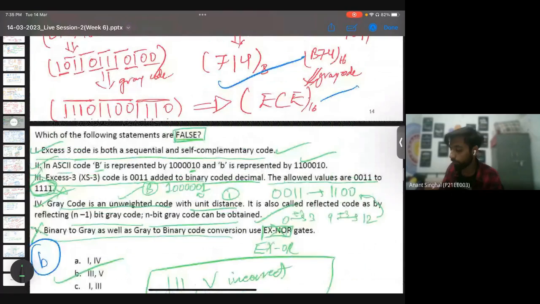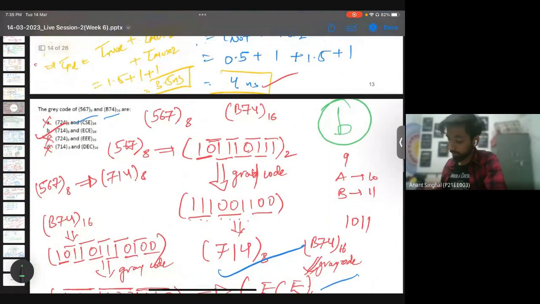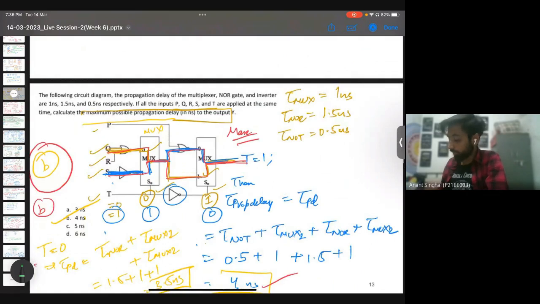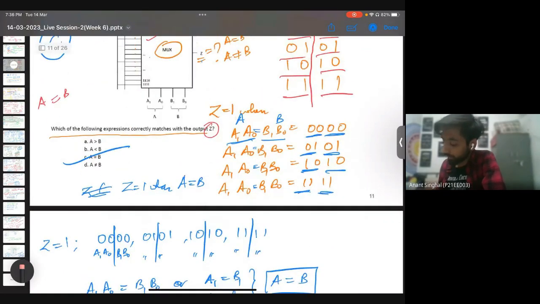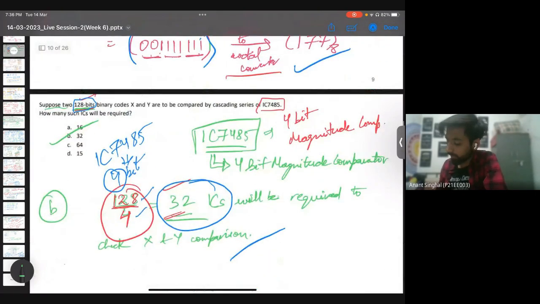Then this was a statement based question. This was a gray code question which requires a conversion. This was an assignment 4 question, which was quite interesting and easy to do. Then again a mux question. We got to know that whenever we are getting one, A is always equal to B. Then IC 7485 is nothing but a 4-bit magnitude comparator. So we need 32 such ICs to compare 128 bits.